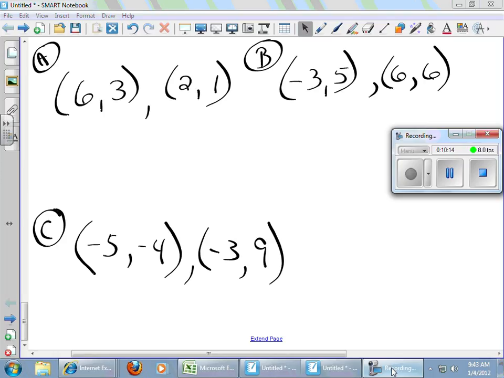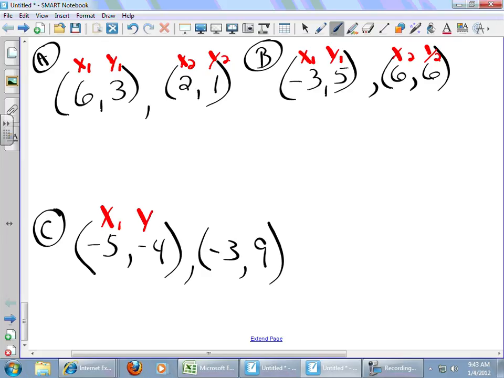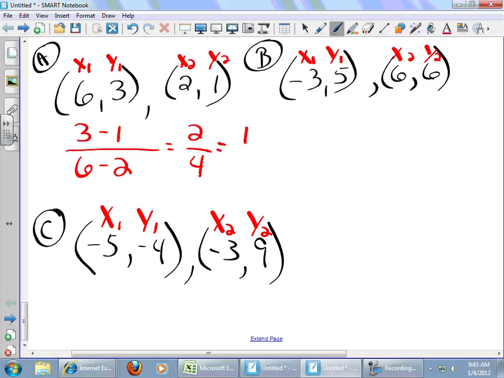Okay, if you've unpaused, first thing I'm going to do is I'm going to write x1, y1, x2, y2 on each one. All right, now I'll subtract my x's. I'm going to go with 6 minus 2. I know that's 4. Then I have to go with 3 minus 1. I know that's 2. 2/4 is the same as 1/2. The slope of the line that goes through the first 2 points is 1/2.